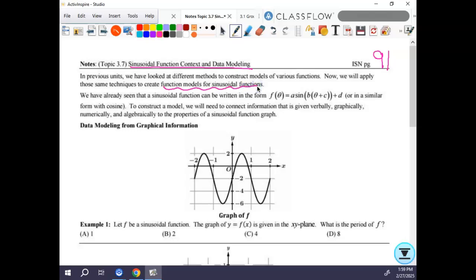We've already seen that a sinusoidal function can be written like this, or in a similar form with cosine. So remember, if I have a sinusoidal curve, like the one I just saw or the one you see right here, I could write an equation for that. The equation could be cosine or it could be sine, because it just changes by a horizontal translation. That's it. So let's look at this first example.